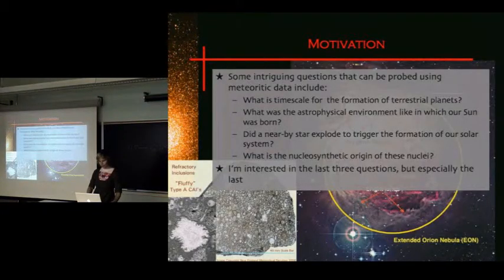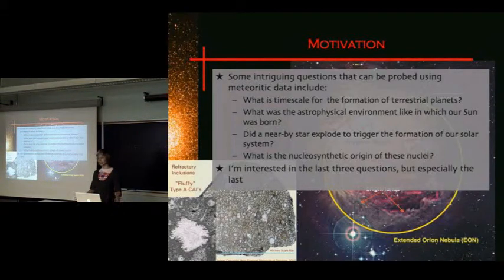So I guess our motivation for studying radioactivities in the solar system: there are lots of different questions that you can get from meteoritic data. For example, if you look at the radioactivities that you get from meteorites, you can find out things about the timescale for formation of the terrestrial planets and even the formation timescales for the solar system. Also questions about the astrophysical environment in which our sun was born.